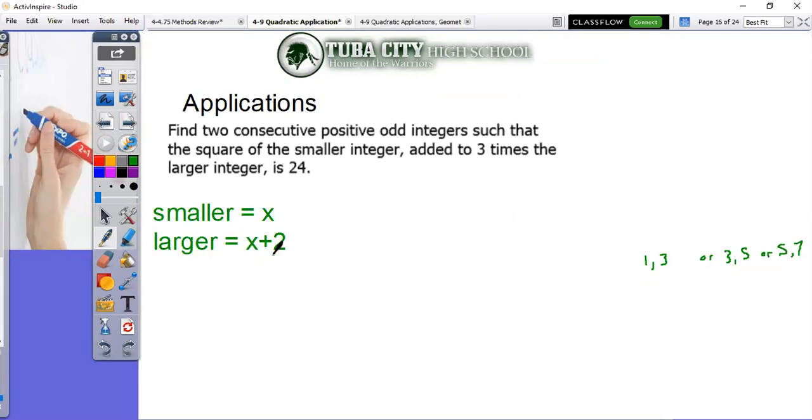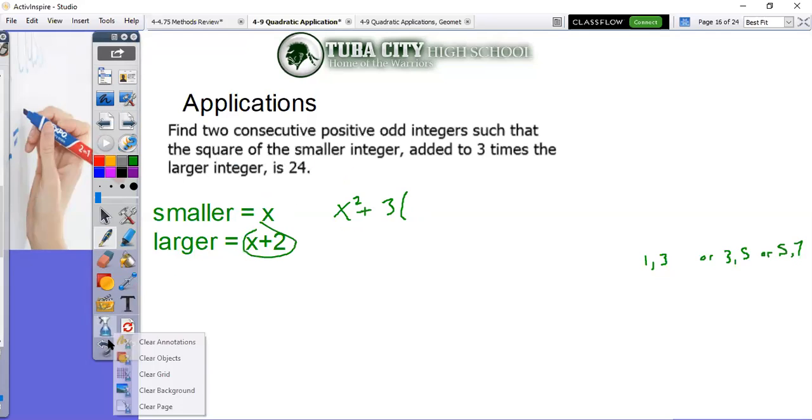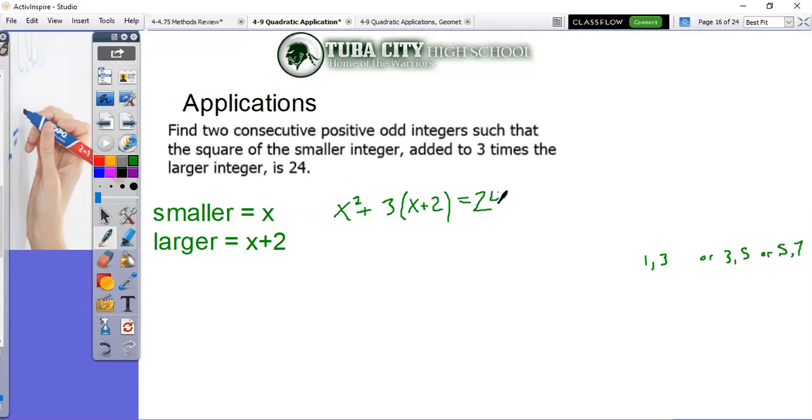And again, this is kind of a weird question. What makes it even weirder is that they are going to square the smaller one. So we get x squared. And they want us to add that to 3 times the larger integer. In this case, they're using the larger, so we have to use this one here, that would be x plus 2. And I agree, this is a very confusing problem, and not a typical problem you would run into on a daily basis. Anyway, let's continue working with it.